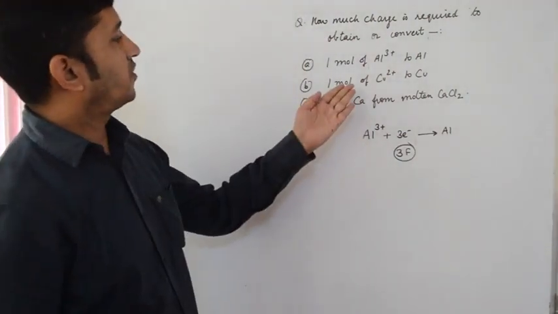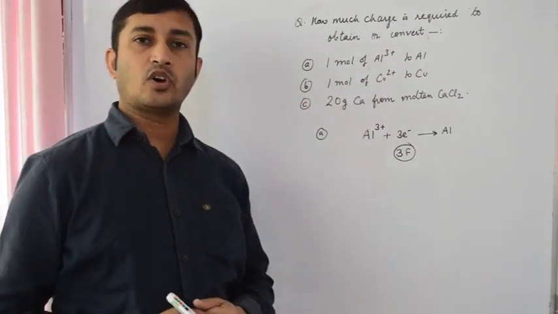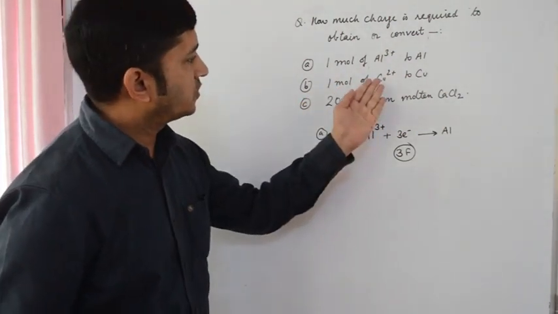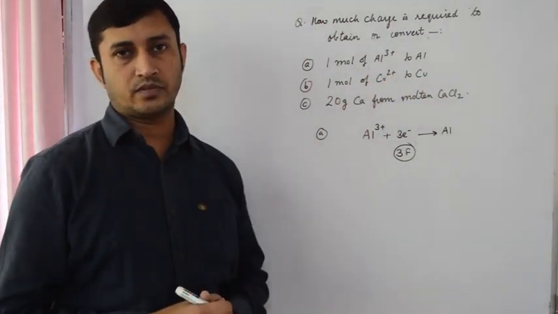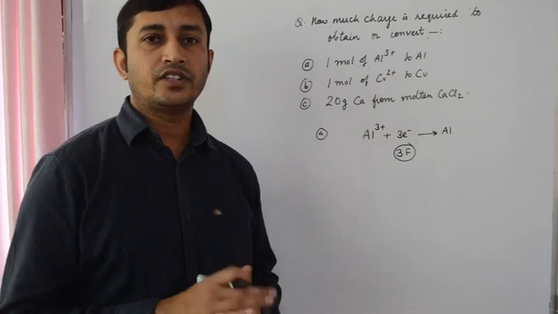In the same way, if we try to convert 1 mole of copper ion to copper, we see here that to reduce copper ion to copper, we need 2 moles of electrons. It means 2 Faraday of charge is required.